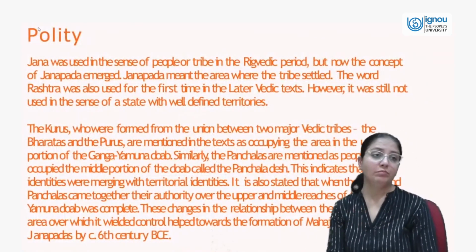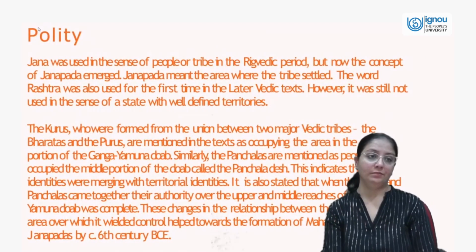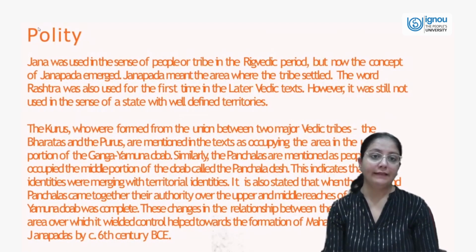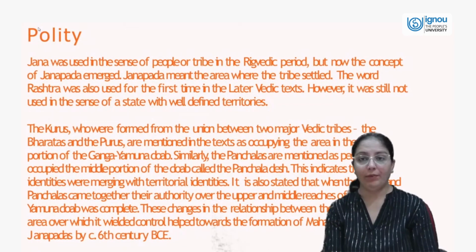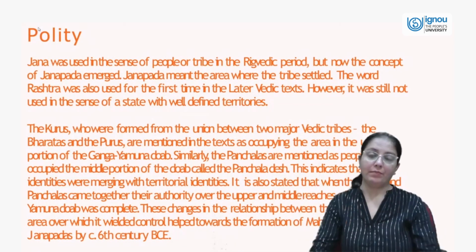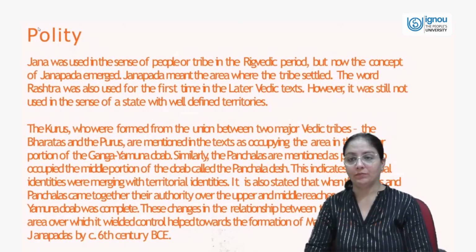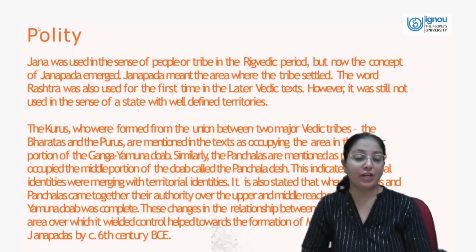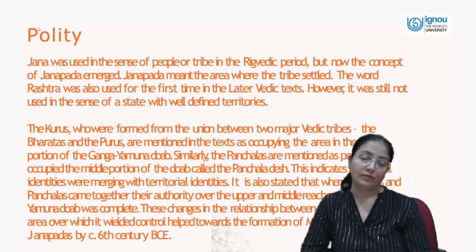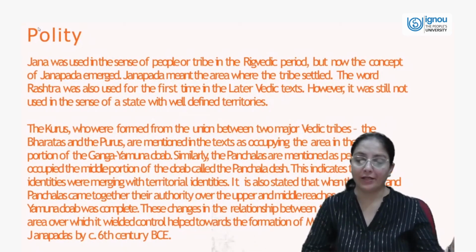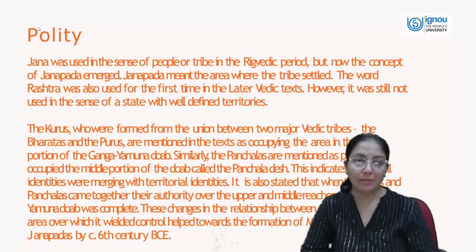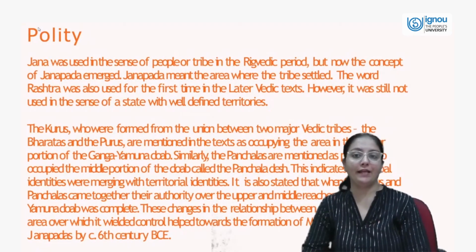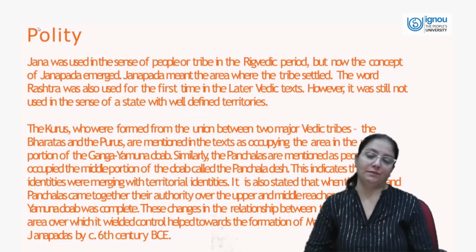Polity, political system. Jana was used in the sense of people or tribe in the Rigvedic period. But now the concept of Janapada emerged. First of all, we have studied about Jana, meaning people. And what is Janapada? Janapada means the area where the tribe settled.